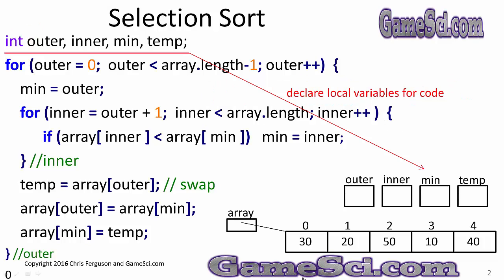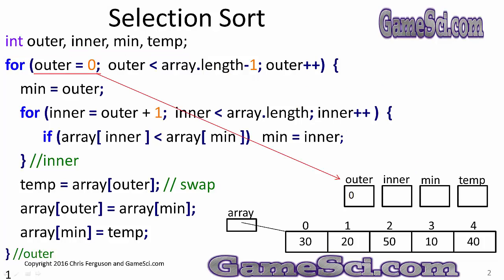Let's set up a few local variables for this code to work. Outer will control the outer loop. Inner will control the inner loop. Min, or minimum, is the smallest number we've found. It's the index or subscript of the smallest number we found during our scan. And of course, temp is a temporary variable we use to swap two numbers in the array.